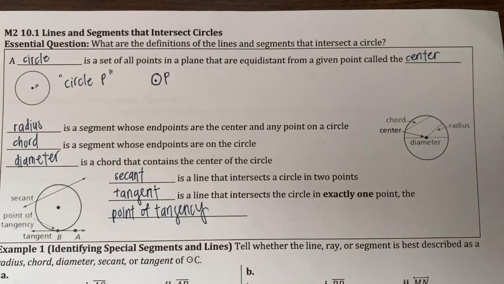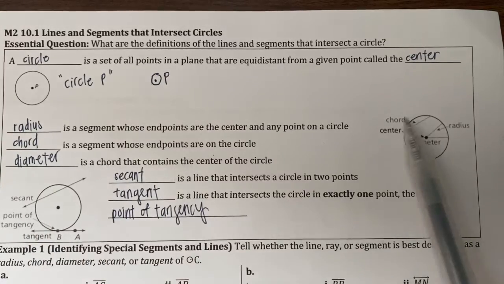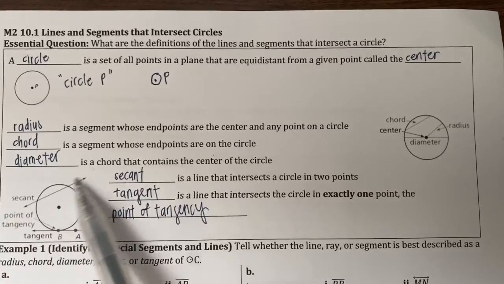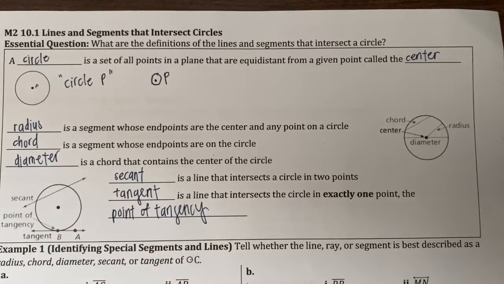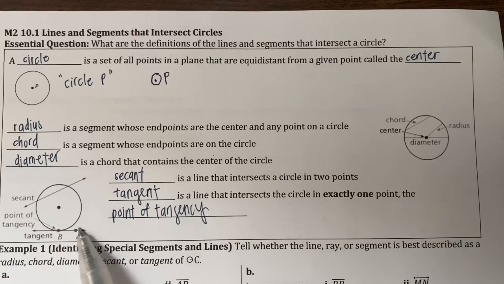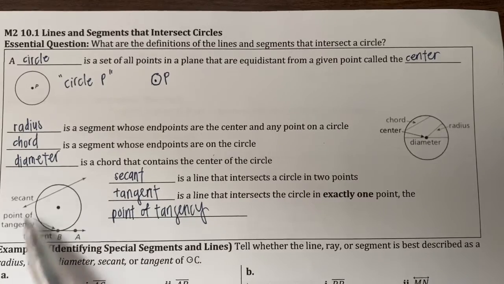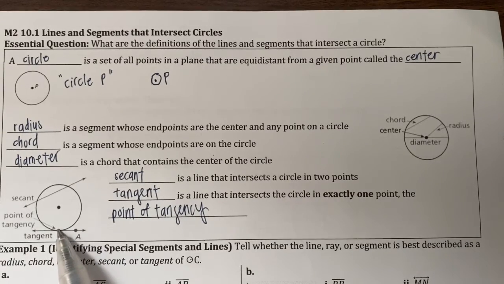A secant is a line that intersects the circle at 2 points. So it is like a chord, but a chord has 2 endpoints, whereas a secant is a line that continues in both directions. A tangent is a line that intersects the circle in exactly 1 point, called the point of tangency. This line, AB, is a tangent line of the circle. Notice that it intersects the circle here at point B. This point B is called the point of tangency.